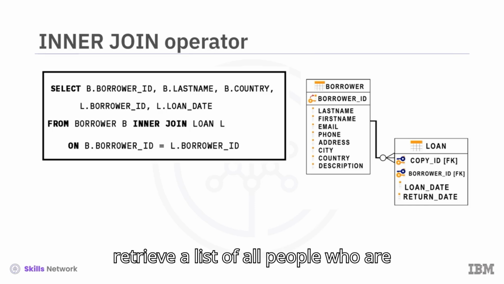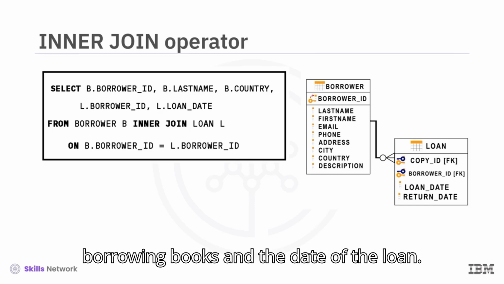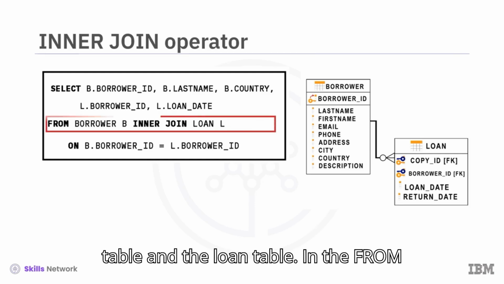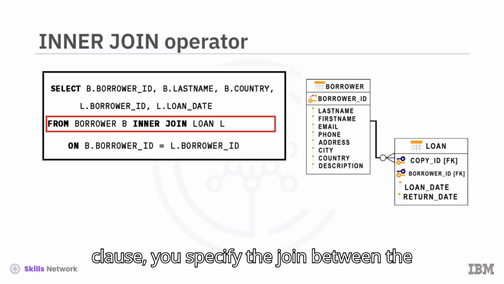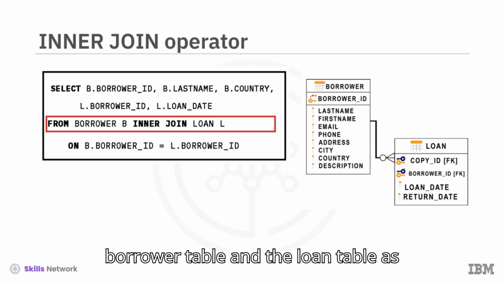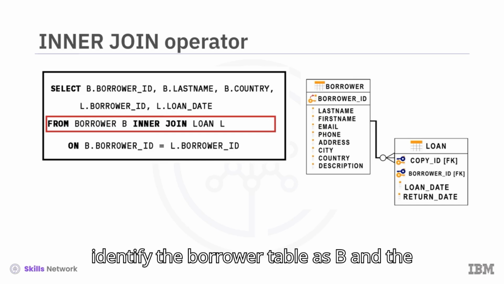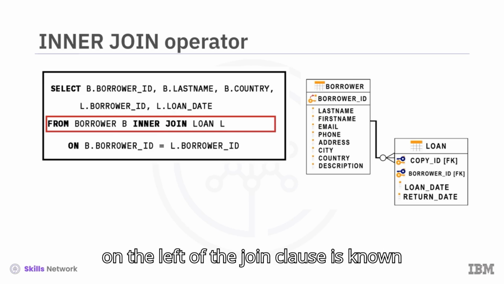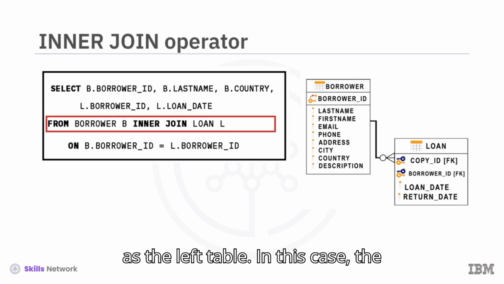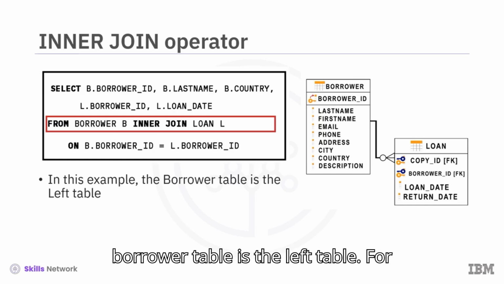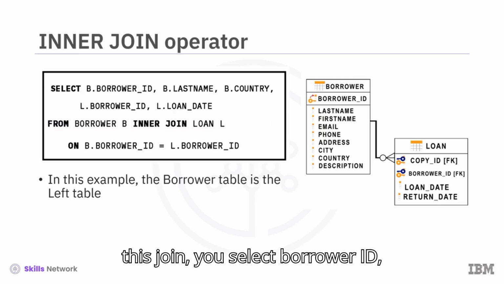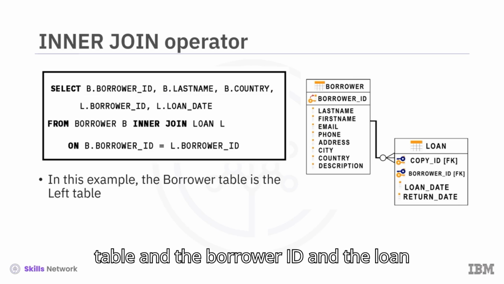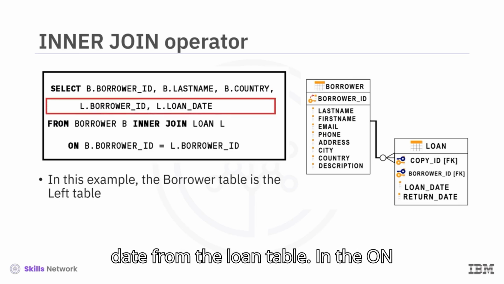Imagine you want to retrieve a list of all people who are borrowing books and the date of the loan. You need data from both the borrower table and the loan table. In the from clause, you specify the join between the borrower table and the loan table as borrower inner join loan. You identify the borrower table as B and the loan table as L. The table specified on the left of the join clause is known as the left table. In this case, the borrower table is the left table. For this join, you select borrower ID, last name, and country from the borrower table, and the borrower ID and the loan date from the loan table.